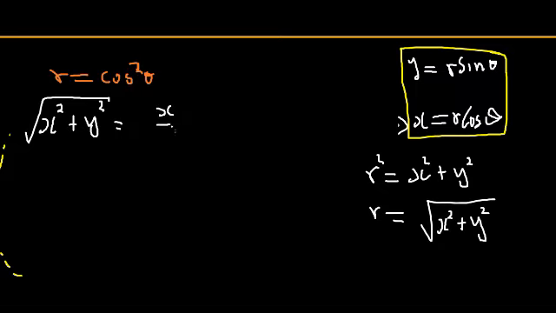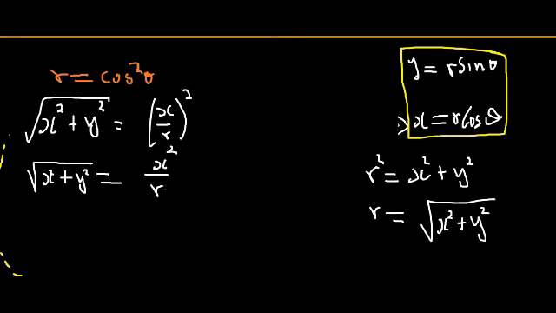Now since we are dealing with cos squared, we are simply going to square this. So we are going to have, from the square root of x squared plus y squared, this will be x squared divided by r squared. If we recognize that r squared is x squared plus y squared, finally we are going to have, in this case, x squared all over x squared plus y squared.